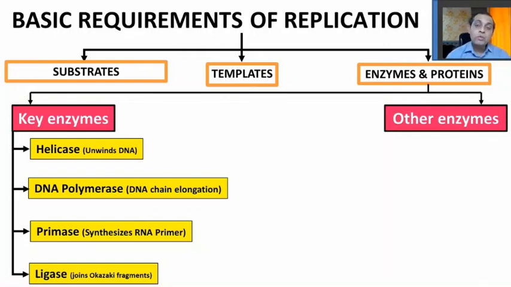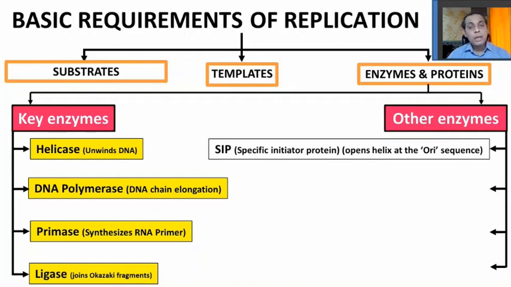So two fragments of DNA can be joined to each other. We will see in the next part, there are going to be something called Okazaki fragments, which will be joined using this ligase enzyme. Move on to the other enzymes. Now, other enzymes again are grouped into four.